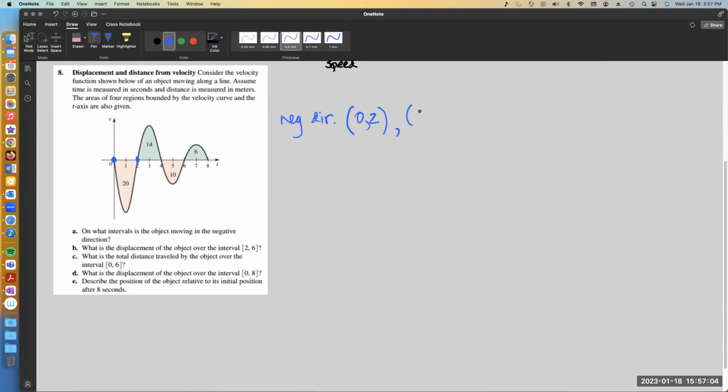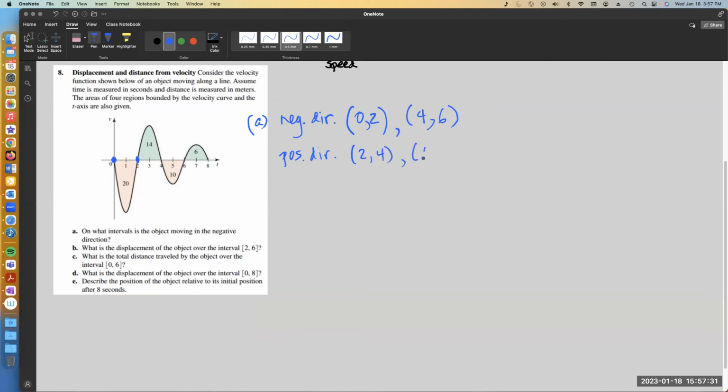And I think you're catching on. So the second interval that we are moving to the left is right there. And moving in the positive direction. Let's see. Let's put this also just to make sure it's clear. So the positive direction looks like 2 to 4 and 6 to 8.